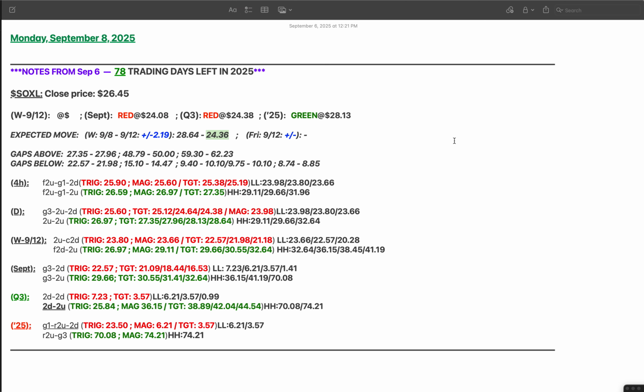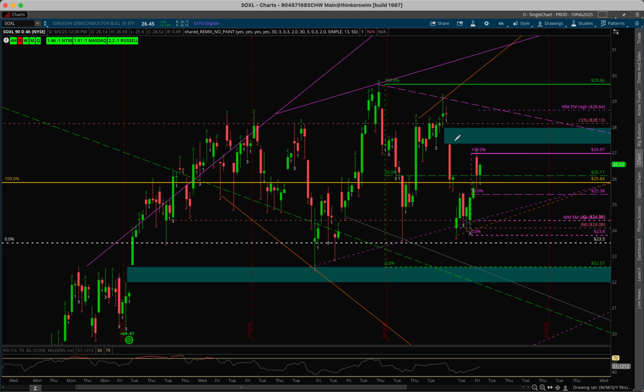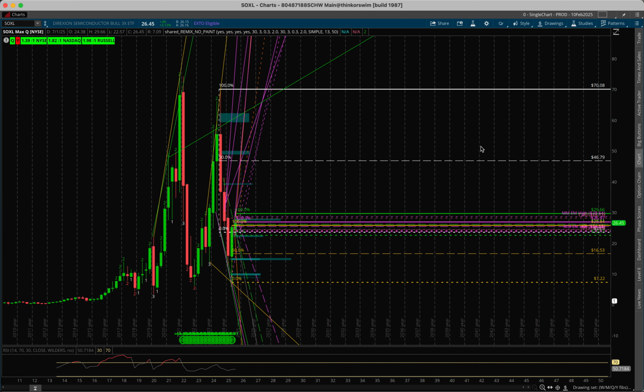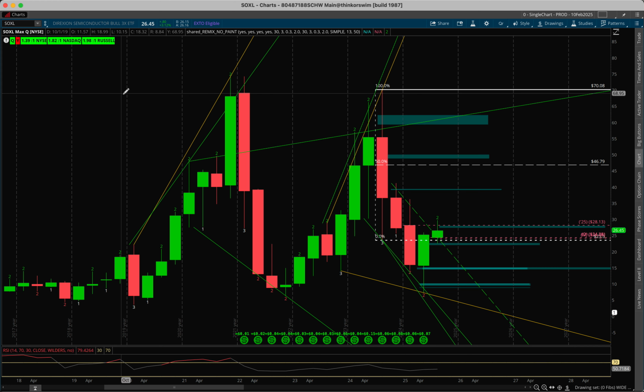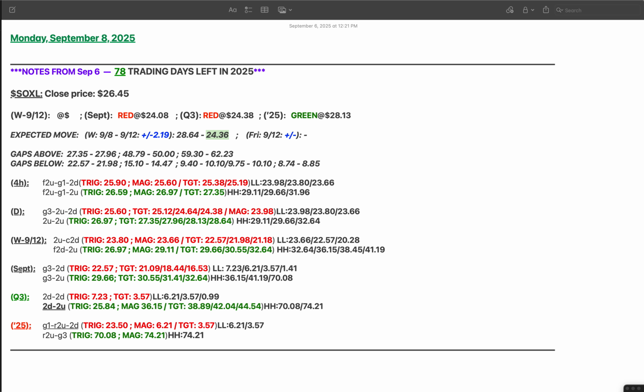All right. So we've got that market maker's expected move. Let's go ahead and get into our triggers and targets. Actually, we'll start top down from the quarter, that way we can get into our scalp stuff. But we can see from the quarter, it triggered at 25.84, and we're looking for a high of 36.15. That is in our notes here, right? We triggered the 2 down, 2 up. It's in bold and underlined, meaning that the underline means it was triggered. The bold means it's in force. So above 25.84, we are targeting 36.15. That's the magnitude. And then we've got some extended targets out there.